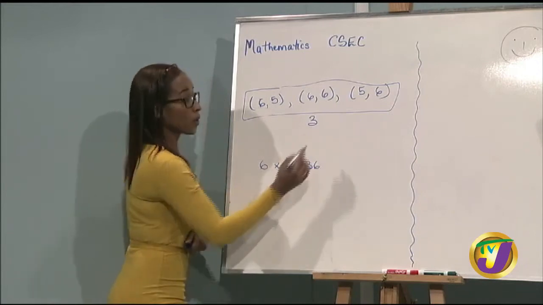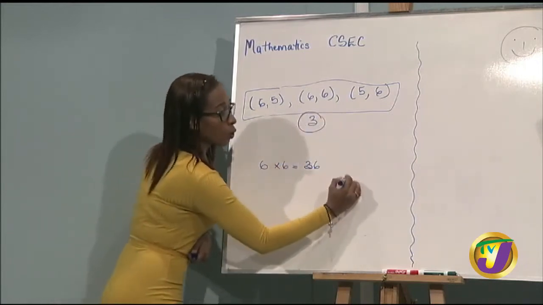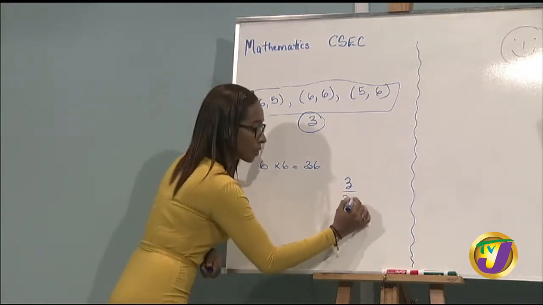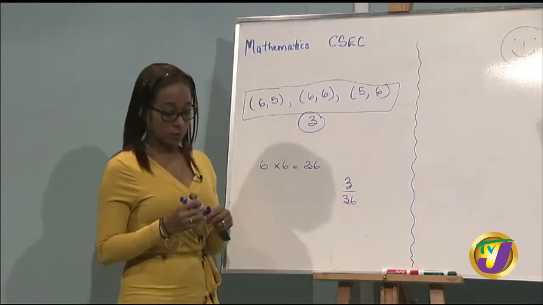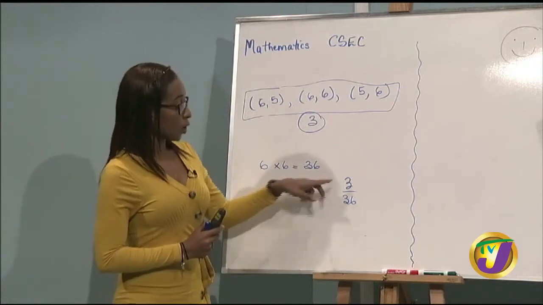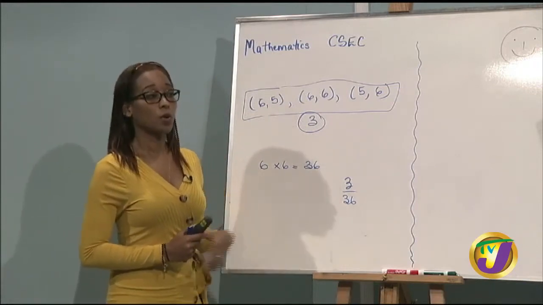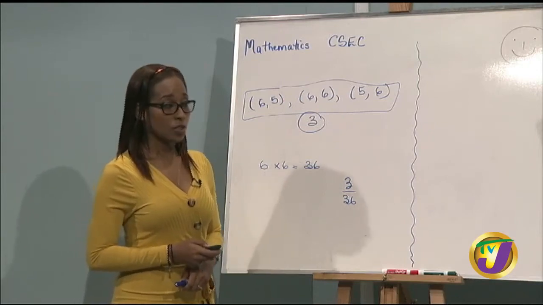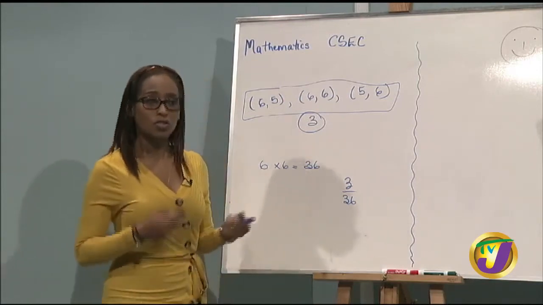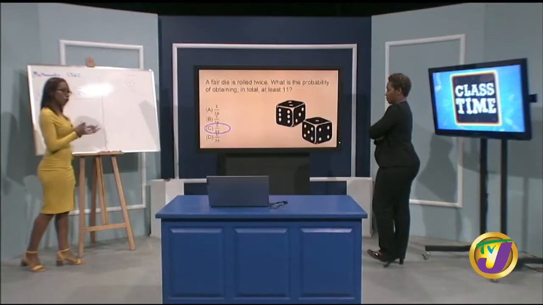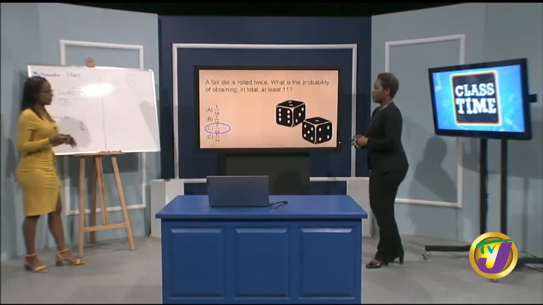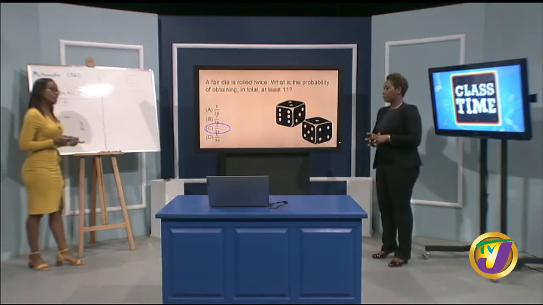So our possible outcomes would be 3 out of our 36 total outcomes. Okay. So it's 3 out of 36. Which is here. So we have to try and remember what we learned earlier about independent events and also dependent events, because right here we're taking a look at independent events.